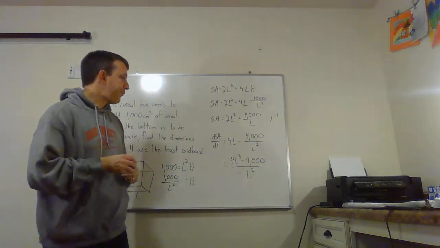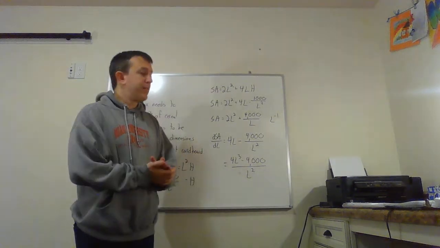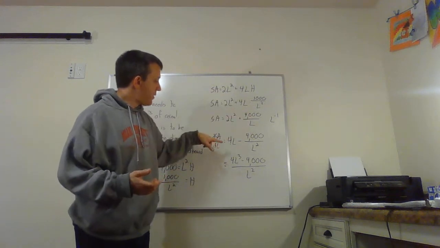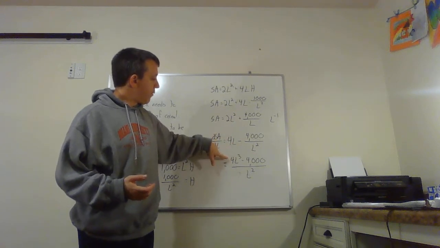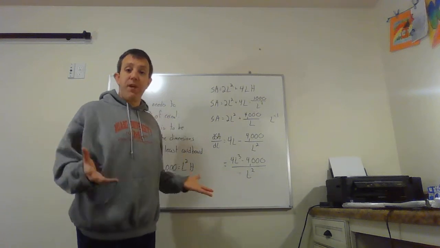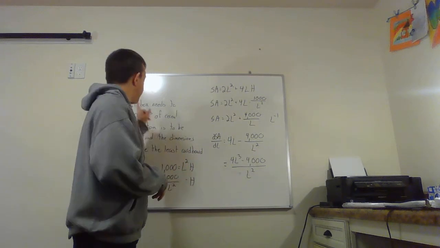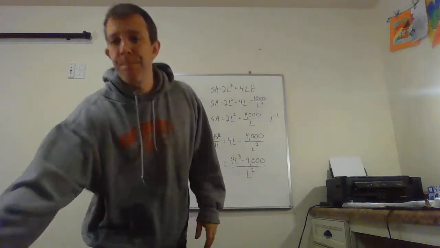And then because I can kind of see where I'm going to be heading with this, I turned this all into one big fraction, so I just multiplied the 4L by L squared over L squared to get 4L cubed minus 4,000 over L squared. So this is where I have to pause, and we'll come back here in just a minute after I clear off the side of the board and get some more stuff up there to talk about.